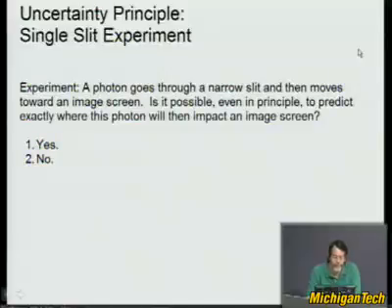So let's say you have a photon that goes through a narrow slit and then moves toward an image screen. Is it possible, even in principle, to predict exactly where this photon will impact that image screen? So you can think yes or no. If you want to contemplate this, you can stop the video.